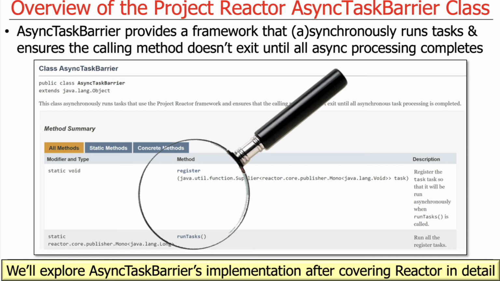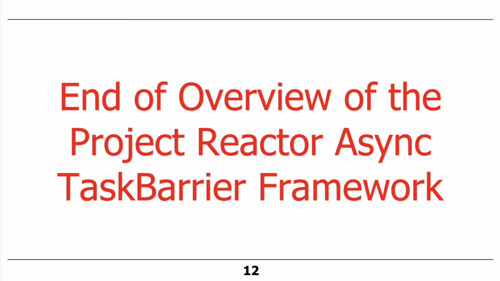But it wouldn't make a whole lot of sense to look at the implementation now because you wouldn't understand what any of the methods do, and it would just be confusing. But we will cover it before the course is done, and you'll get a chance to see how it all works. I had a lot of fun implementing this, and it is a very, very useful tool for debugging your programs, because otherwise you have to do all kinds of wacky things with sleeps and timeouts and stuff like that that is distracting from the task at hand. So that's the end of the overview of the Project Reactor AsyncTaskBarrier framework.